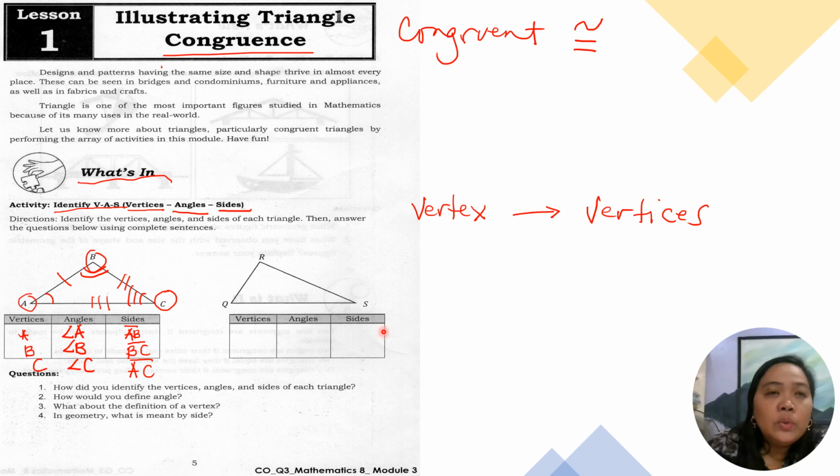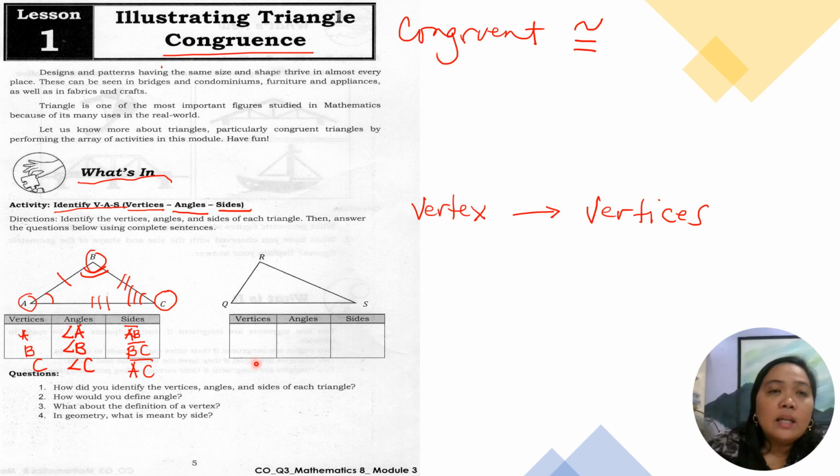But I want you to do that on your own. Using the answer sheet provided by your teacher, complete the table there for the columns of vertices, angles, and sides. Like what we have in the first triangle that I gave you, triangle ABC, we have written the parts of our triangle: the vertices, the angles, as well as the sides. So now it's your turn to write your answers.